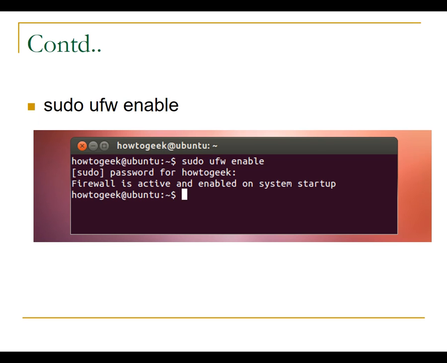Even using the terminal window, we can also lock and unlock the firewall inside the system by passing the sudo command, and the command would be like this: sudo ufw enable, where ufw is the uncomplicated firewall. This particular command will activate, or enable, the firewall inside the system at startup.